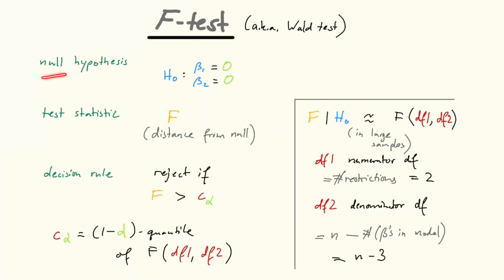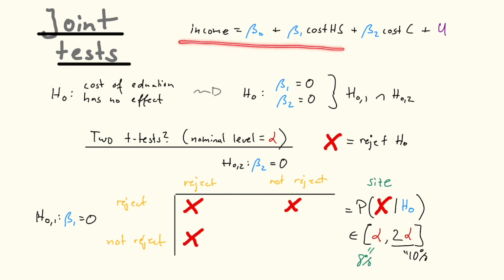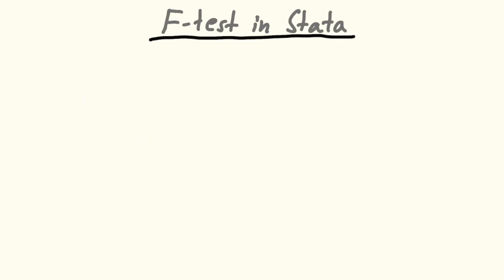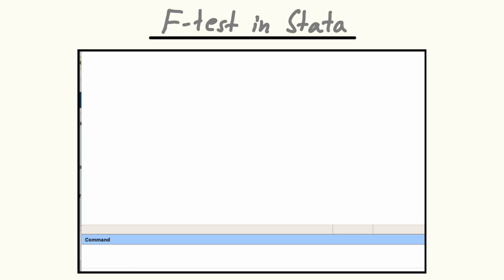Now we have completely defined the F-test. Let me show how to conduct an F-test using Stata. We will use our example model and example hypothesis. Here I am in Stata. I've already loaded my completely fake data set. I can run our regression of income on cost high school and cost college. I will ask for robust standard errors because that's the right thing to do.